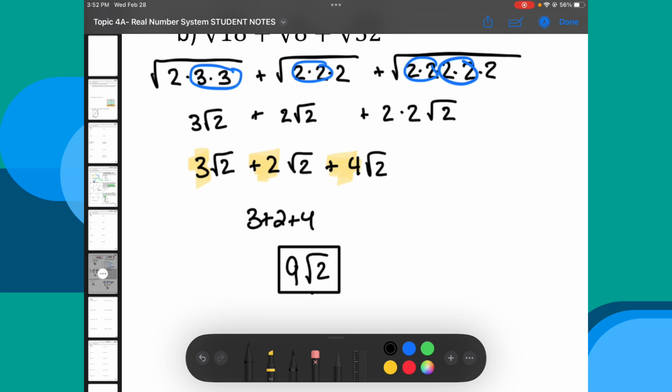That's adding and subtracting radicals. You need the same radicand. If you don't have the same radicand, then please make sure that you simplify it so that you do.